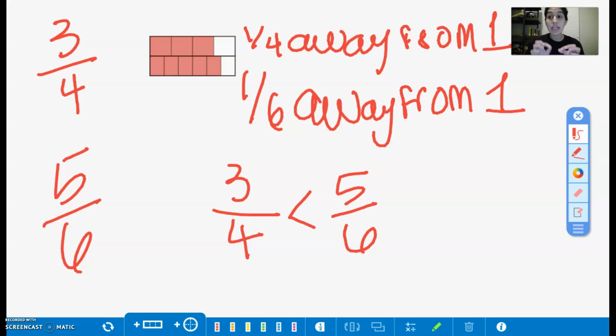And we can see that again because if you look at 3/4, it is further away from 1 whole. 1 whole would be all the way over here. It is further away because a fourth is a bigger piece, a bigger fractional size piece. So 3/4 is going to be less than 5/6 because 5/6 is only 1/6 away from a whole, which is a smaller fractional size piece.